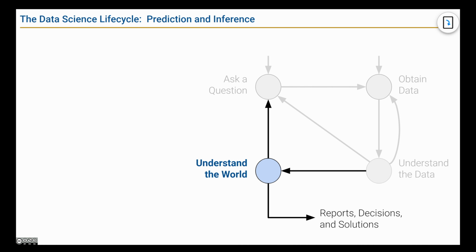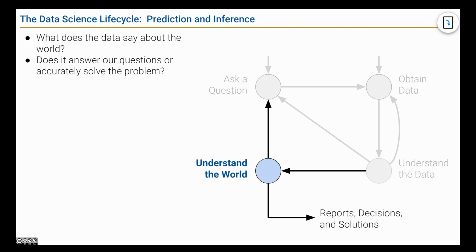We are now in the corner of the life cycle where we're interested in trying to understand the world by using our data for prediction and inference. In particular, we're interested in answering questions like, what does the data say about the world? Does it answer our questions of interest? And how robust are our conclusions? What can we trust from the predictions?